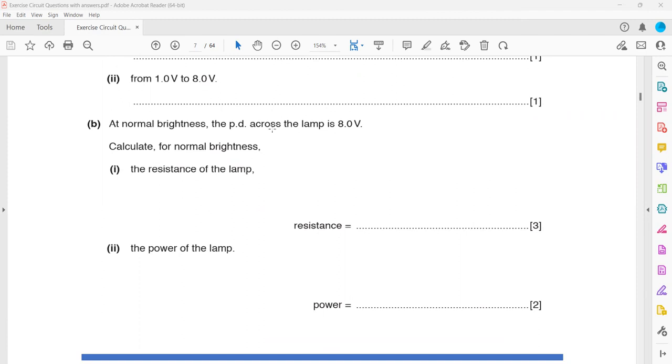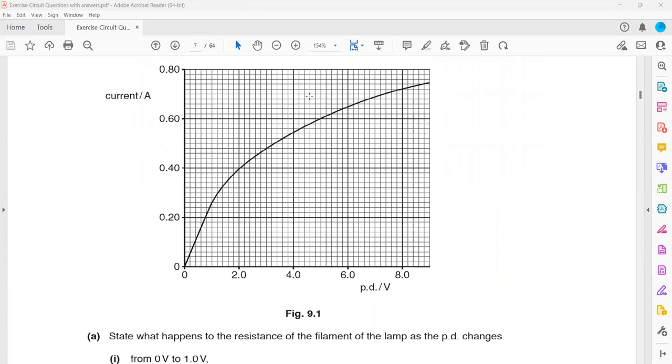What is the common mistake students used to make? They just write voltage divided by current, 8 divided by 0.72, and get 11.1 ohm, but still you will score 2 marks. Why not 3? Because 1 mark is to show on the graph how you got this current.